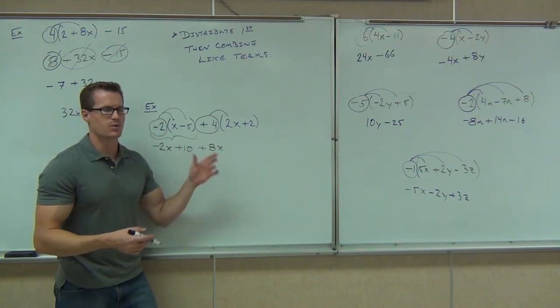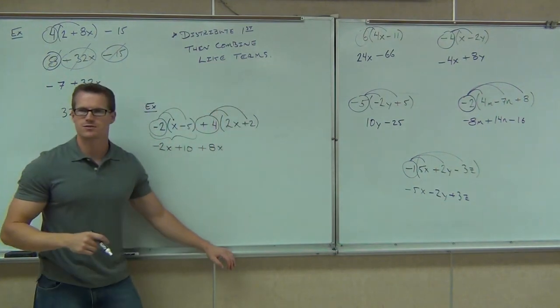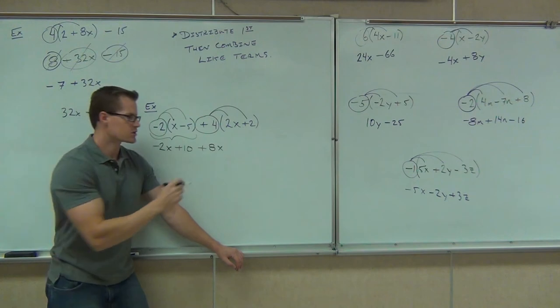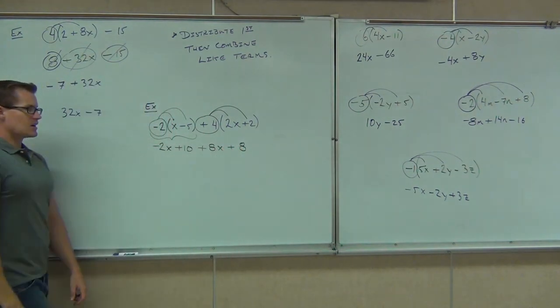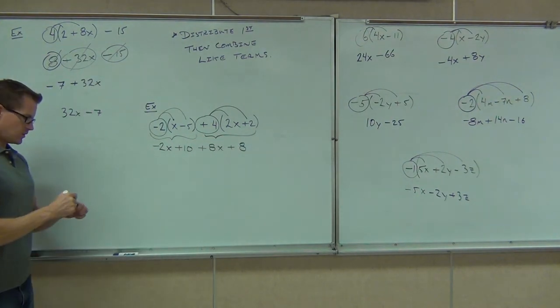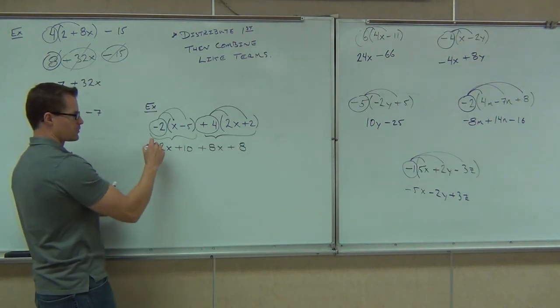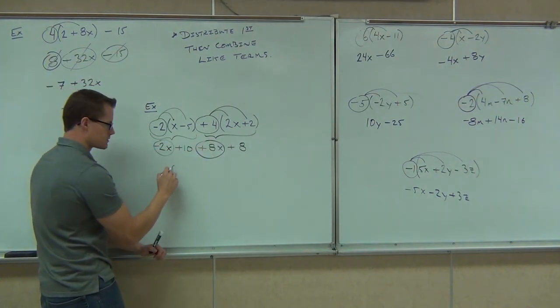We'll do that next time, but I want to make sure you see this here. Then we'll do positive 4 times positive 2. How much did we get there? 8. So we'll put plus 8. And is there anything else that we can do? We've got two like terms. I see a negative 2x and what else? 8x. That's going to give us 6x.